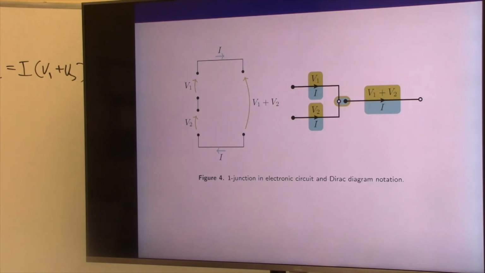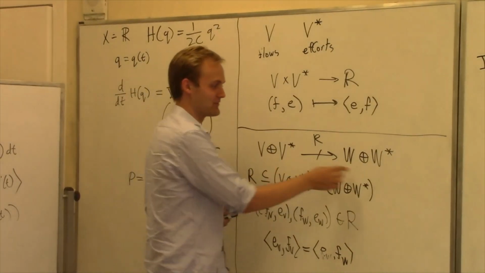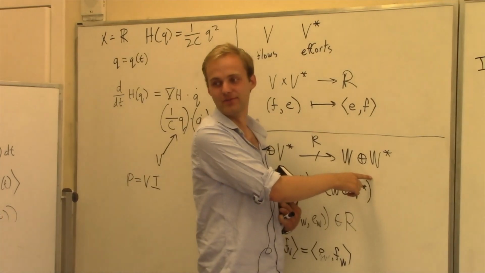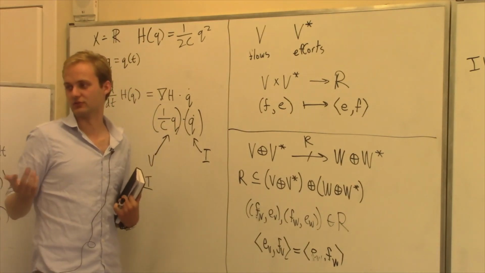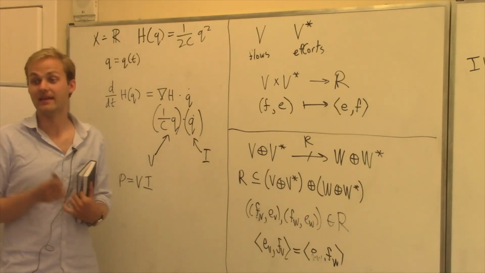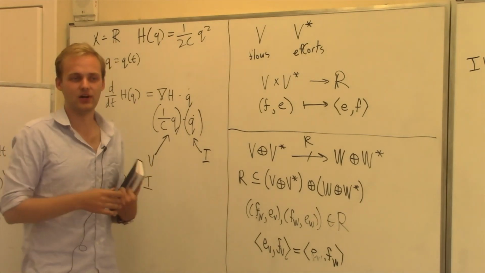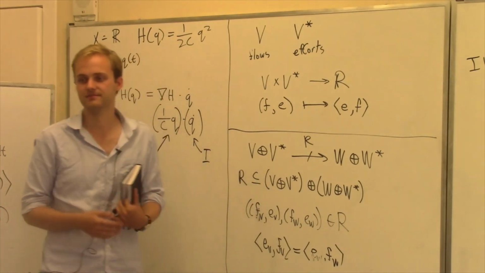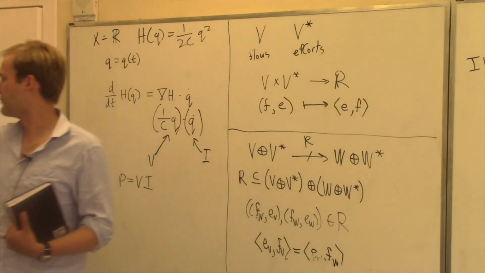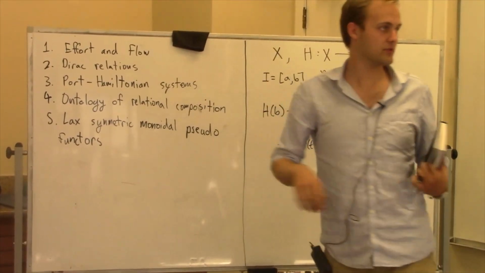I said that there wouldn't be much category theory, but there's a little bit of category theory. Objects like this and Dirac relations between them form a category where relational composition is like normal relational composition. Sorry, that preserves half-dimensionality? It does preserve half-dimensionality, yeah. And this category also has some nice structure. It's symmetric monoidal with respect to direct product. But we'll get more into that here. So, Dirac relations. Port-Hamiltonian systems.